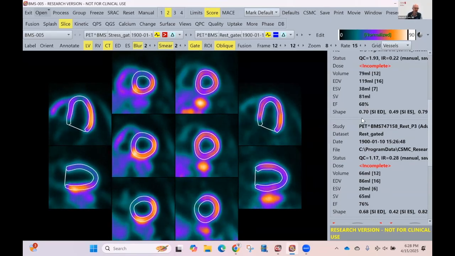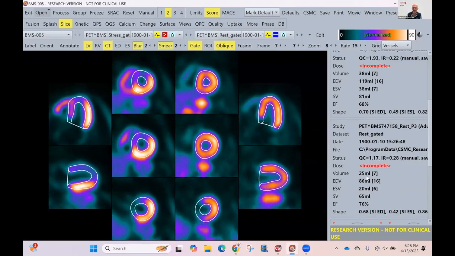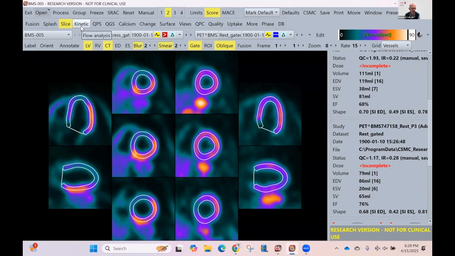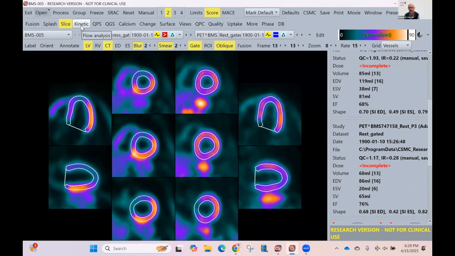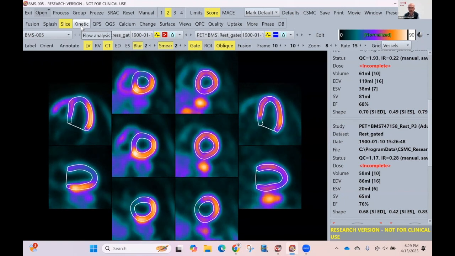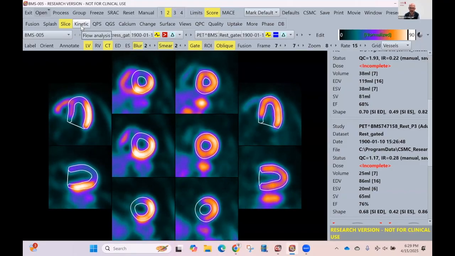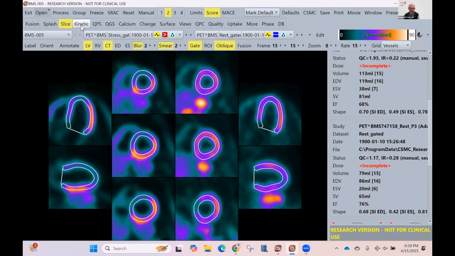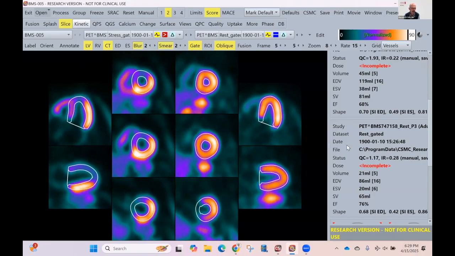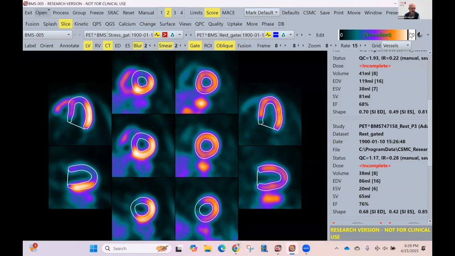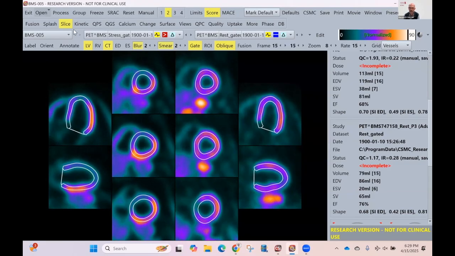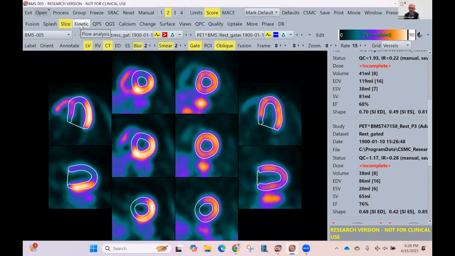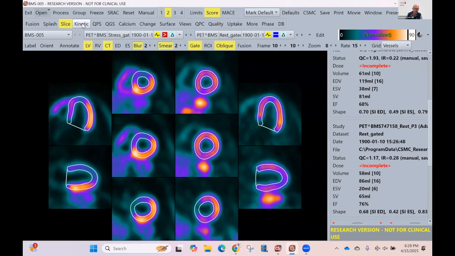76% going down to 68%, which again, not very surprising based on the findings that we had when we looked at the perfusion images. So now we have a full house of high-risk findings. We have a very large perfusion defect. We have transient dilation of the left ventricle. We have transient uptake in the RV, and now we have a drop in ejection fraction. Clearly all consistent with severe and extensive ischemia.